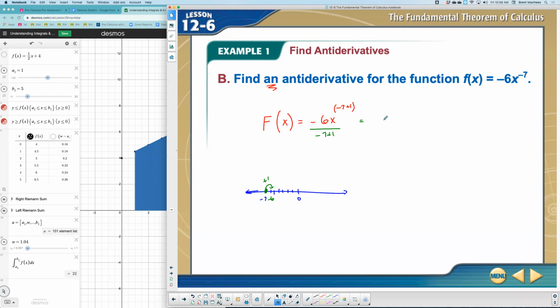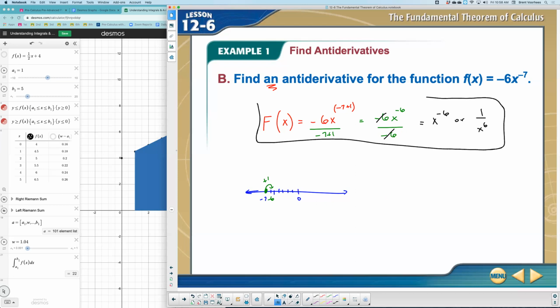So what does that mean? I will have negative 6x to the negative 6 divided by negative 6. Now, the division of negative 6 will simplify the coefficient of negative 6 in the front, which means my answer is x to the negative 6 power, or 1 over x to the 6. That's another way of writing that. So that is an antiderivative.